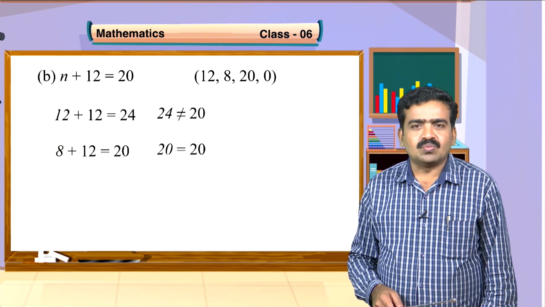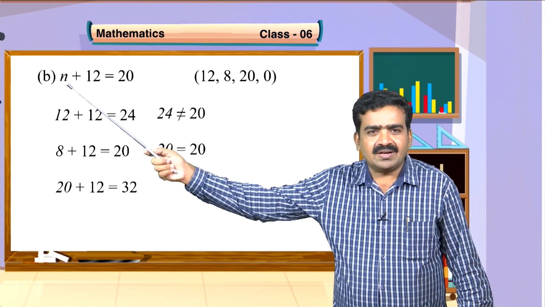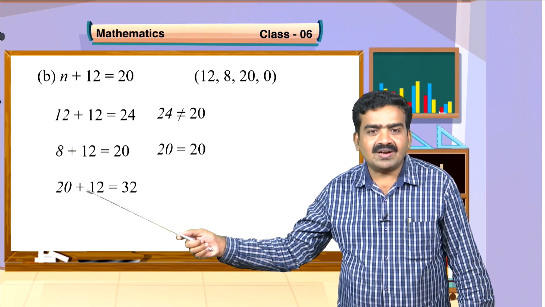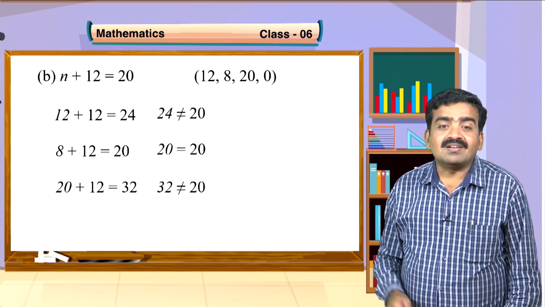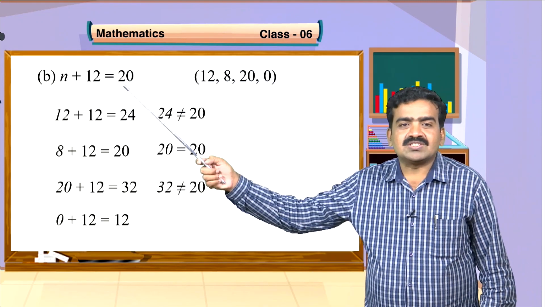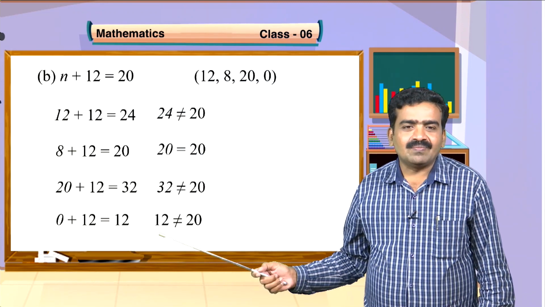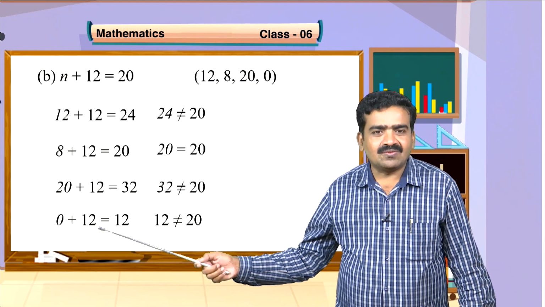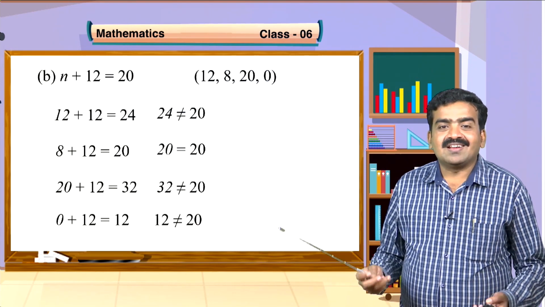Let us test 2 more values given in the question. When we substitute 20 in place of n, what will we get? 20 plus 12. What is the sum of 20 and 12? It is 32. What about 32 and 20? They are not equal. What happens if you substitute 0? 0 plus 12 will be 12. When anything is added to 0, we get the same number. Therefore, there is a 12 in LHS and there is a 20 in RHS, therefore, they are not equal.